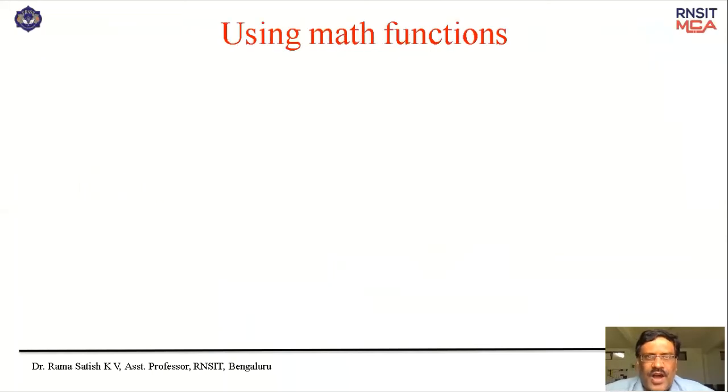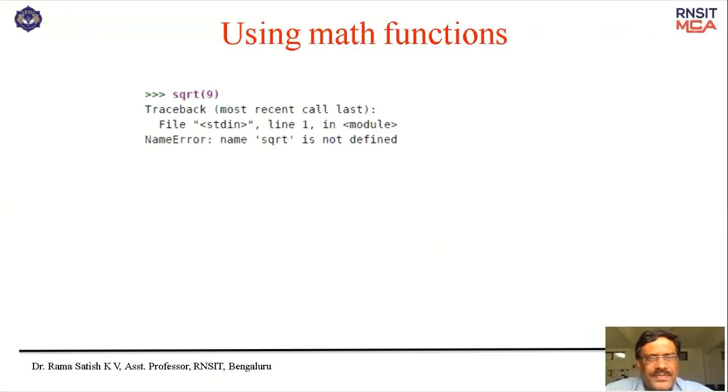Now, how to use a math function? If you just say sqrt of 9, it will say, I don't know what is sqrt, because sqrt is associated with math. So you have to call the sqrt function like a method using the math object. You have to call math.sqrt. Then it will understand: oh yes, sqrt is associated with math. Okay, I understood.